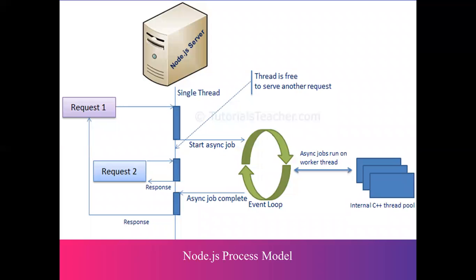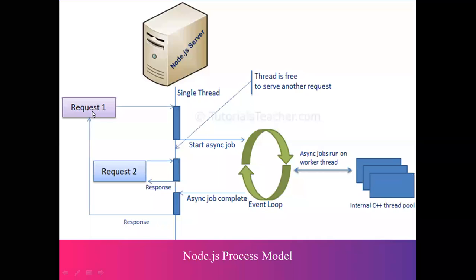Here you can see the Node.js process model. This is the Node.js server, and this is the internal C++ thread pool. Whenever a user makes a request to the Node.js server, you can see there is no thread pool here, only a single thread. It will handle all the requests from the user. Here you can see request one is assigned to that single thread. After some time it will start the asynchronous job.